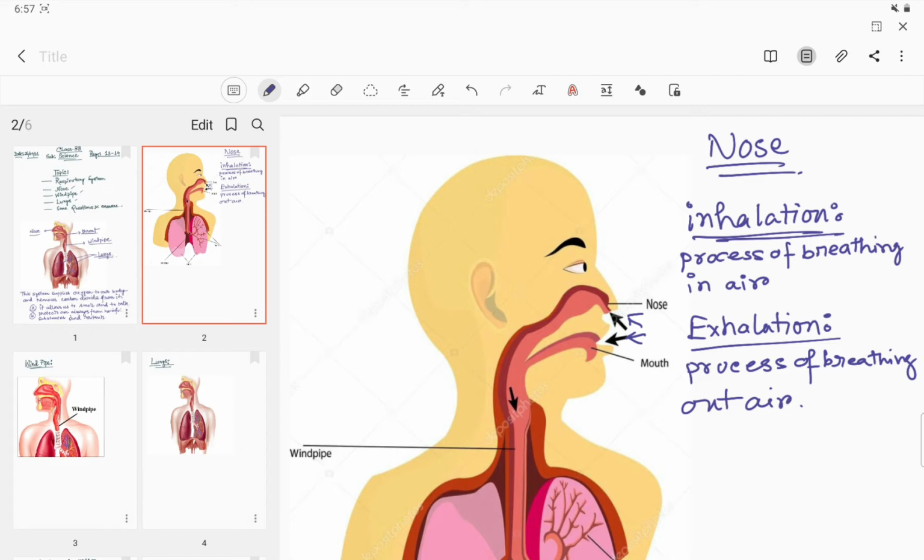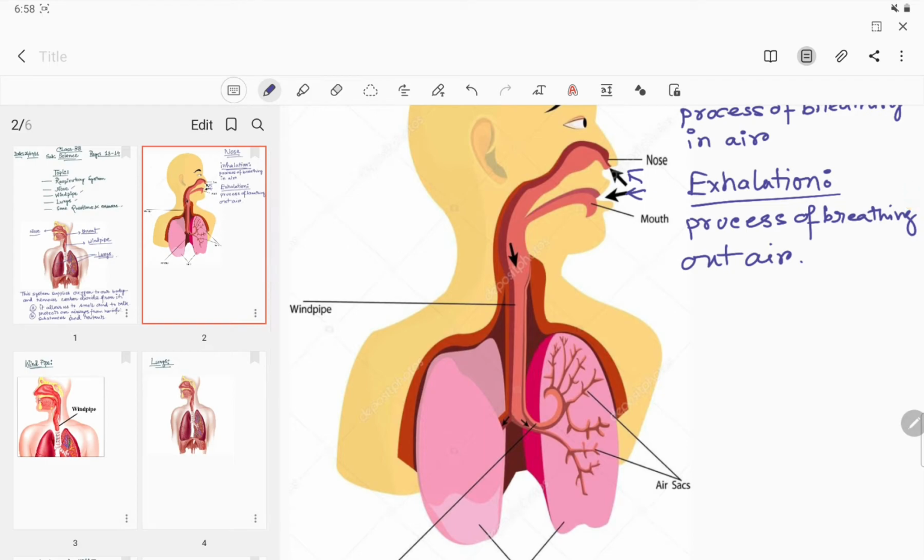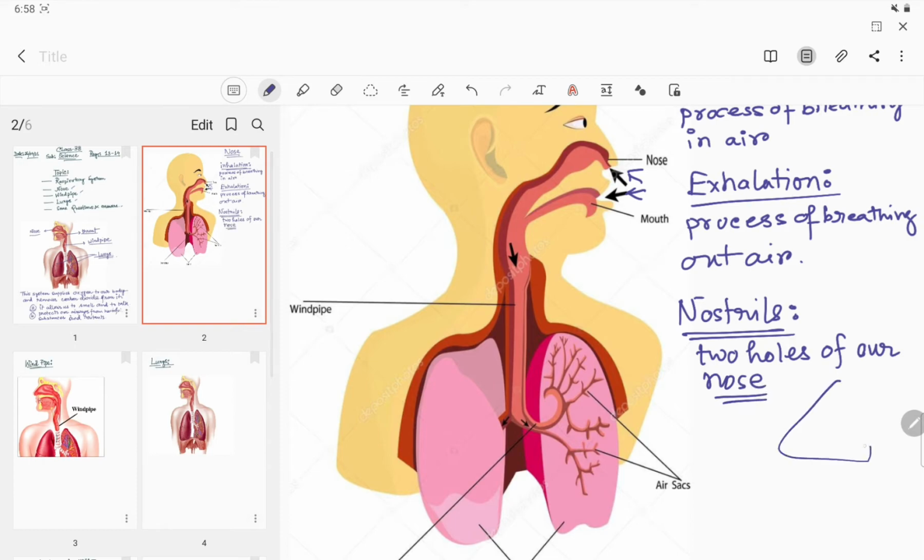You know, you have two holes in your nose. Those holes are called nostrils. Nostrils are the two holes of our nose. Here is a hole and here is another hole.